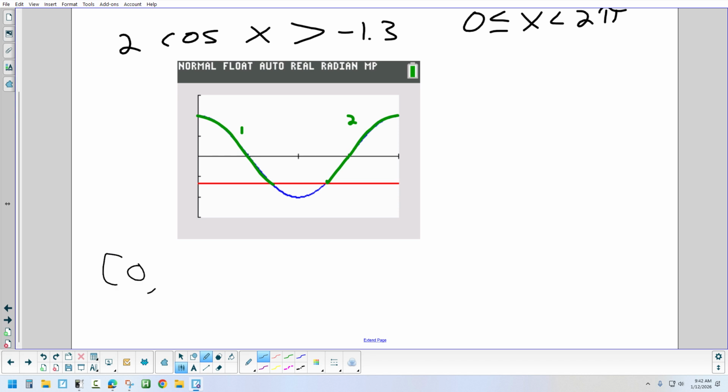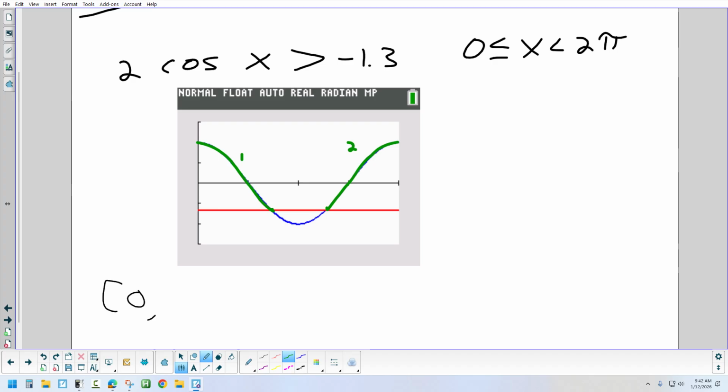I don't know where it's going to stop. It's going to stop right about there. Can I include or do I not include where interval 1 stops? You don't include it because it's greater than negative 1.3. Right. I have to be above the red line. I cannot equal the red line. So we want to think of this as an open circle there. I don't know what it is yet, but I know I don't include it.